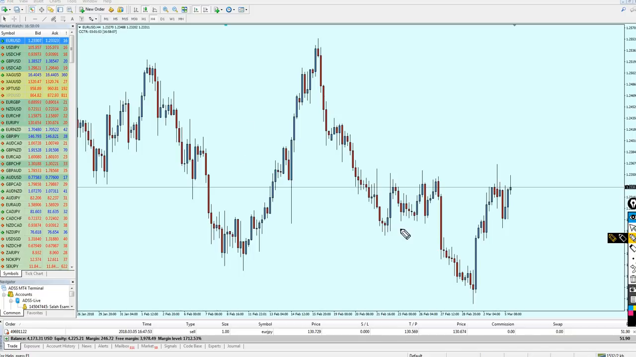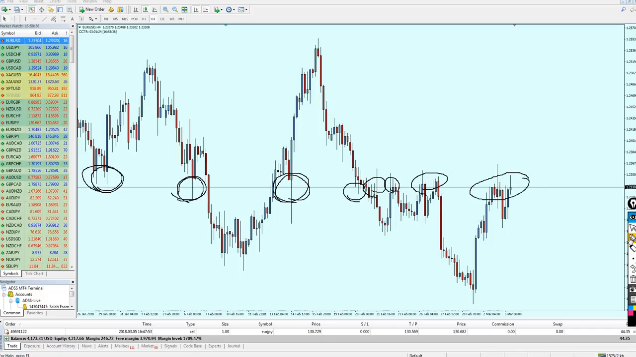Support and resistance, guys, they are never temporary levels. Never temporary. If you have a support or resistance here, you have to be sure it will be a support and resistance forever. For example, this support here has also become support here, and another support here, and another support here, and this support has been broken out and now became the new resistance.